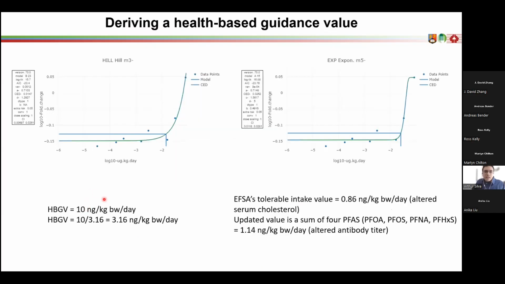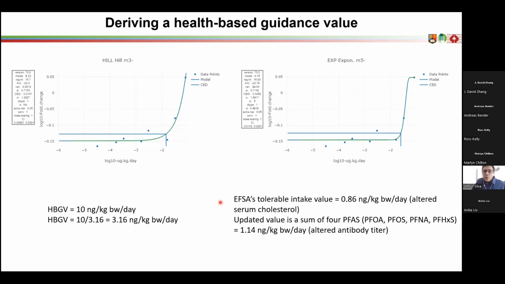So after obtaining that output, then we were able to derive a health-based guidance value for perfluorooctanoic acid using the transcriptomics data as input to our algorithm. And we derived this value here, 10 nanograms per kilogram body weight per day. And as long as the PBPK modeling accounts for the inter-individual variability in pharmacokinetics, we have used an uncertainty factor of 3.16, which accounts for the toxicodynamic component. And we finally derived this value here, 3.16 nanograms per kilogram body weight per day.